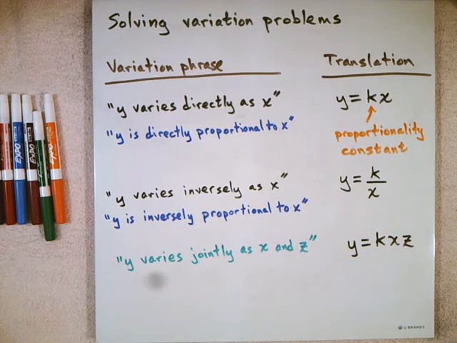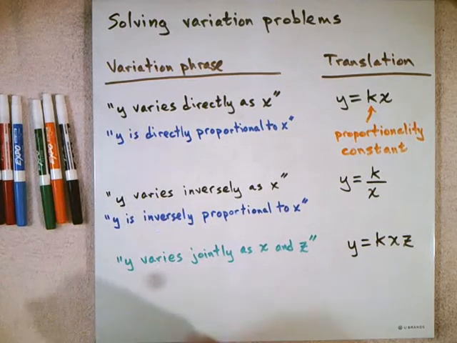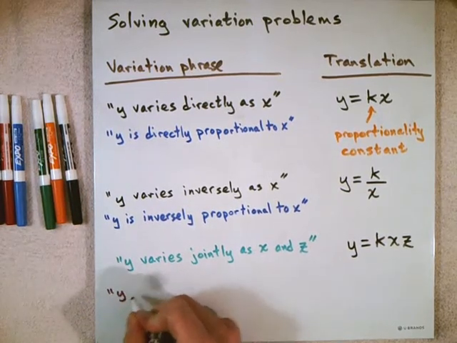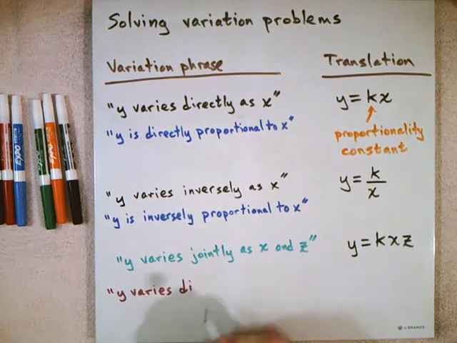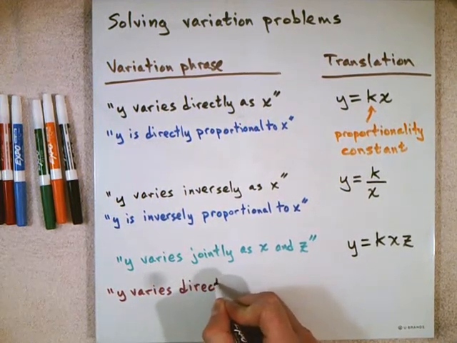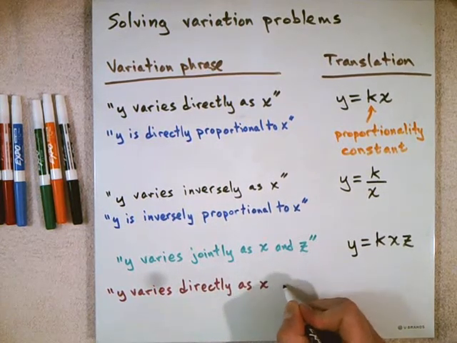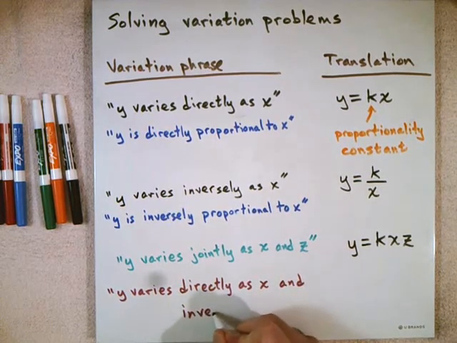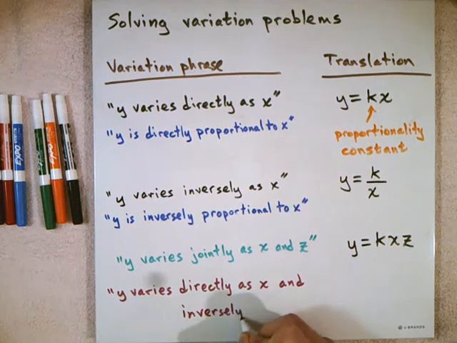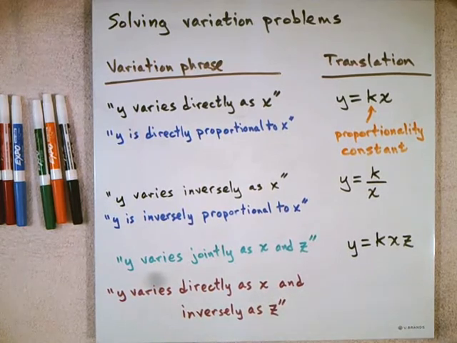Now, one last example here, let's do. Let's say we've got this guy here. Y varies, let's say it goes directly as X, and inversely as Z. Alright, so how is that going to get translated? Directly as X and inversely as Z.